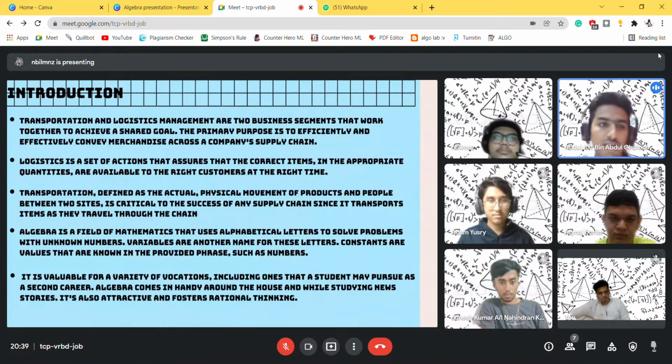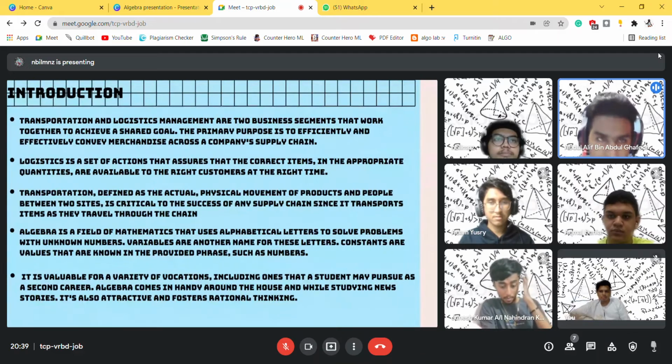Third, transportation is defined as the actual physical movement of product and people between two sites. It is critical to the success of any supply chain. In transportation, it transports items as they travel through the chain.